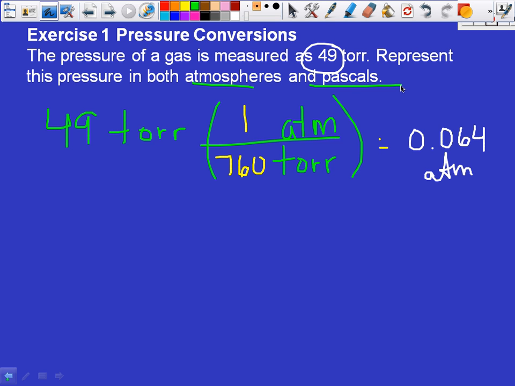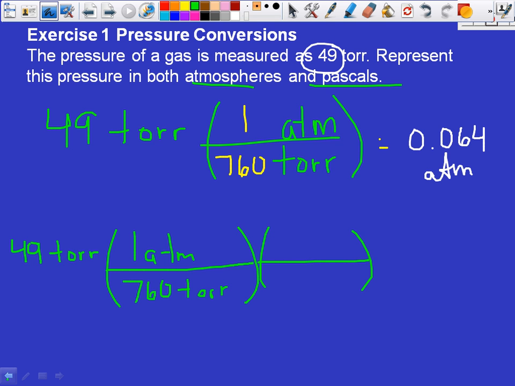And now I need to go to pascals. But remember, there was something very special about this one, okay? Let's just start back over. So we have 49 torr. But there was not a direct correlation or connection between torr in millimeters of mercury and pascals. So we're going to need to do something different. So we have 760 torr. And the first thing we're going to have to do is go into atmospheres first. Again, I'm setting these up differently because imagine if you didn't have them.